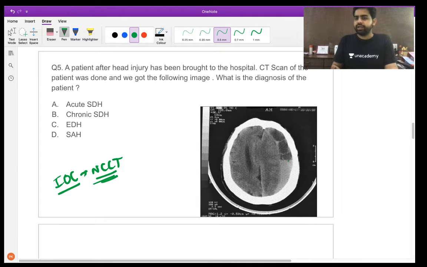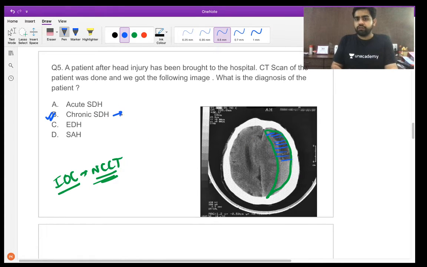Now, if you look at this particular image, what you are seeing is a crescent-shaped opacity, but the upper part of this crescent-shaped opacity is darker, and the lower part is somewhat hyperintense. So if you get this mixed kind of appearance, it is pointing towards a chronic SDH. So please understand, the diagnosis over here is a chronic SDH.